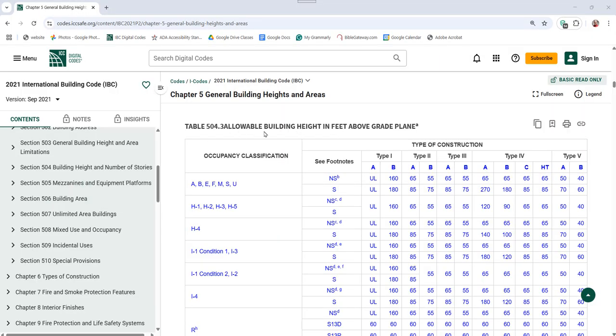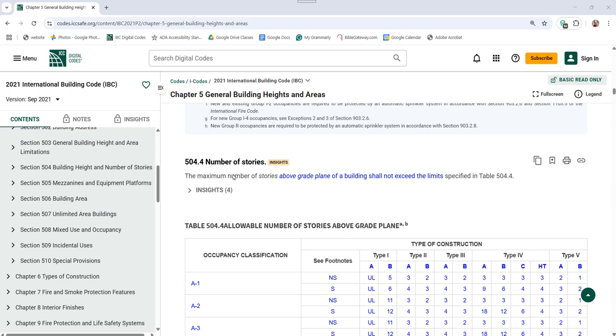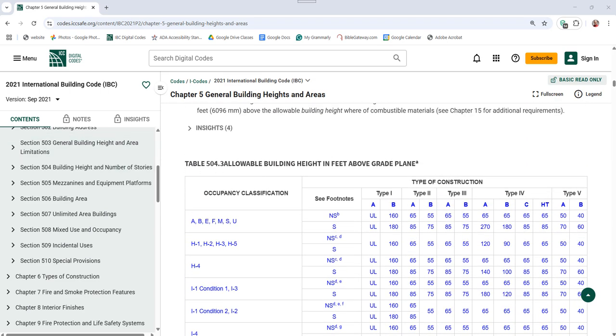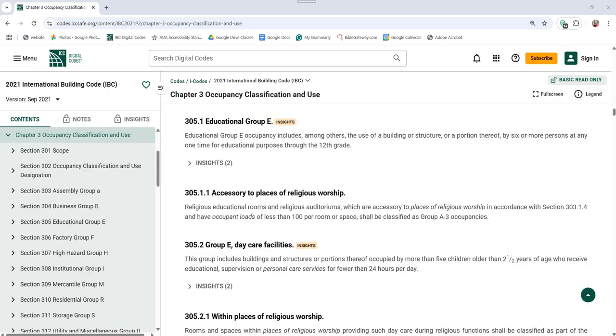So 504.3 will give us height, and 504.4 will give us stories. Those are the two charts I need to worry about for this first question. We're looking at a type 3B construction. Type 3B would be this column right here. And they tell us it's an academy, so I need to determine where an academy falls. I'll have to go to chapter 3.